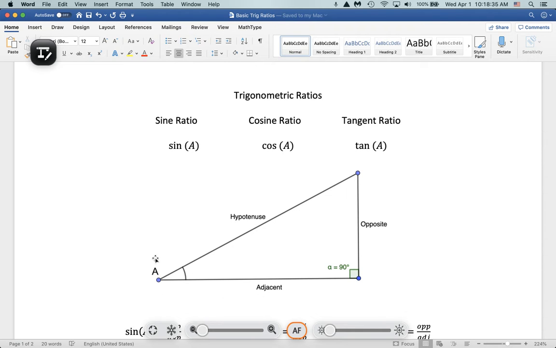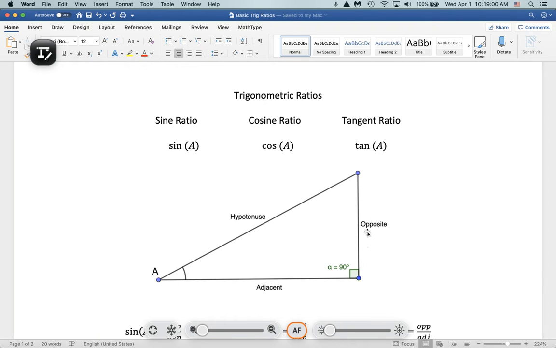Now, depending on what angle we're looking at, and we're going to look at angle A this time, the other two sides are given the names of opposite and adjacent. The way you'll know which is which: the adjacent side is always one of the sides that forms the angle with the hypotenuse. So the hypotenuse and this other side, the adjacent, form angle A.